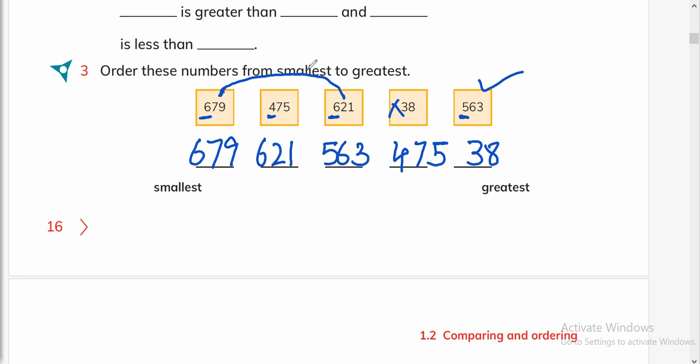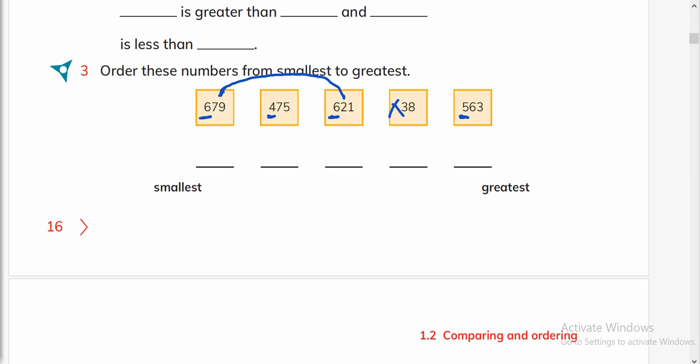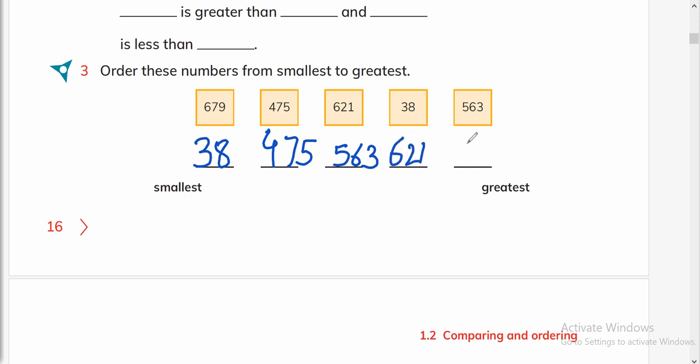But they said to start from smallest to greatest. By mistake I started it from greatest to smallest. Okay, so we will reverse it. The smallest number is 38 and then 475 and then 563. This one is 621 and then 679.